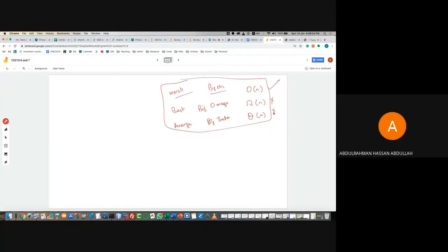This one we're not covering. This is going in CS210. But just to give you an idea, big O is always close to worst case scenario. Big omega is always best case scenario. And this is average case. And so the bottom line is the most accurate one is this one.